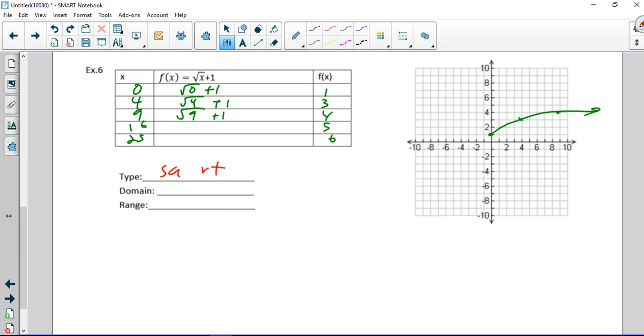The domain is how far left does it go? Well, it does start at 0, so we use a bracket. And it goes right forever. How low does it go? It starts at 1. Bracket, and goes up towards positive infinity. Parentheses.